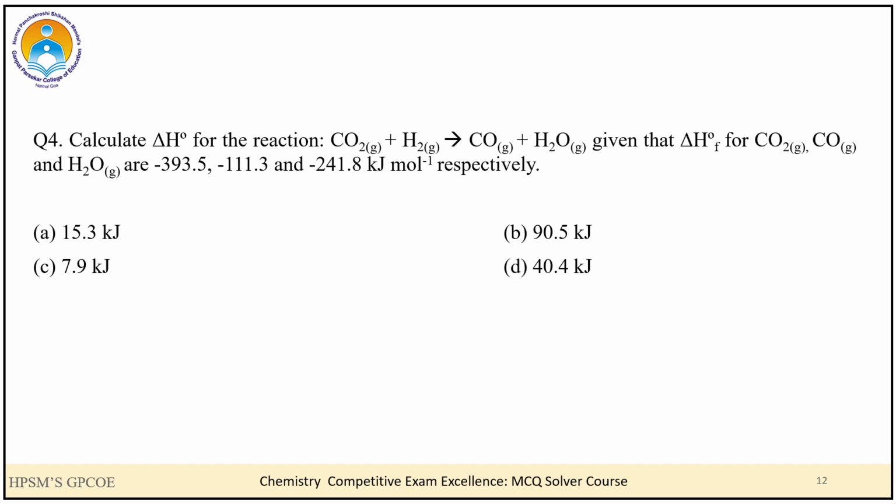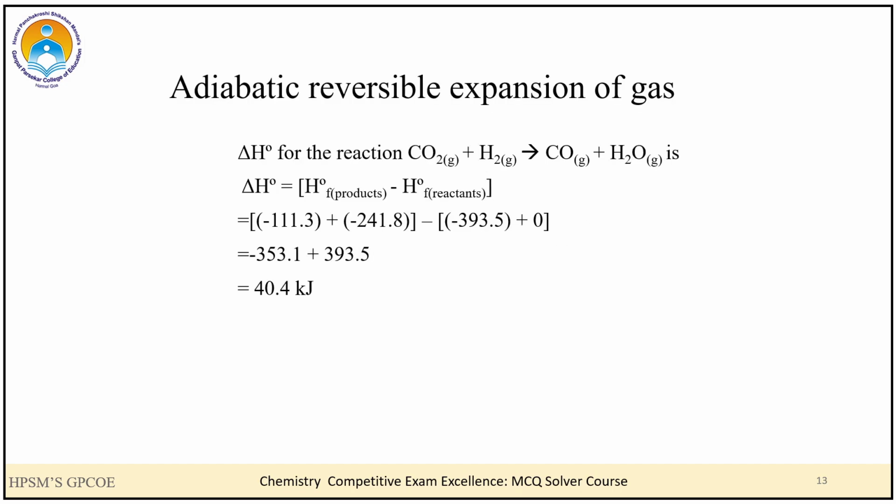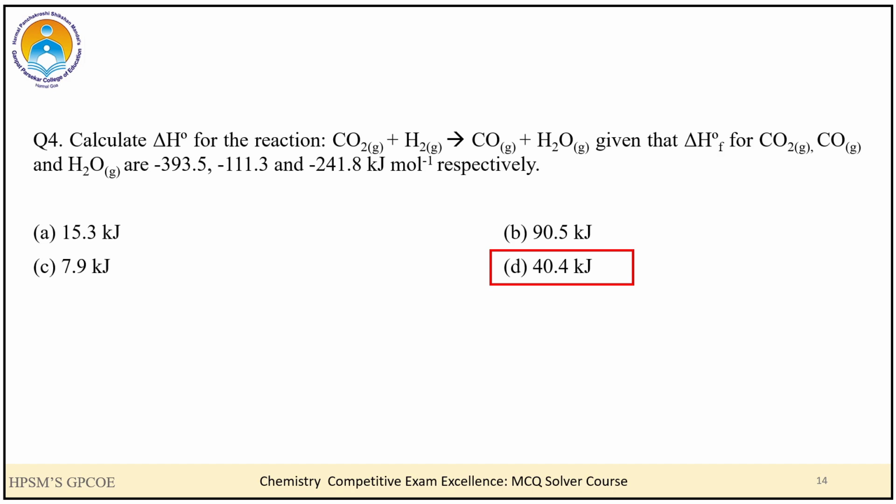The options are 15.3, 90.5, 7.9 and 40.4 kilojoules. This problem is also based on the adiabatic reversible expansion of a gas. The delta H naught for the reaction, that is CO2 plus H2 giving CO plus water, is delta H naught equals H naught of products minus H naught of reactants. If we substitute the given values, we get a final answer of 40.4 kilojoules. Thus, we can say that option D is the correct answer.